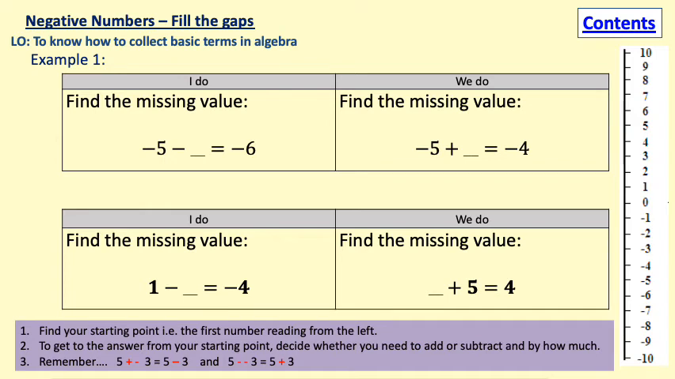So now we're going to have a look at negative numbers and fill in the gap. First of all, finding the missing value. Our success criteria at the bottom says pick your starting point, which is -5, which is here. And now we want to get to -6. So do we need to move upwards or do we need to move down? Well, as you can see, we need to move down. You can see the -6 is there. So we need to take away 1 to get there. It already says that we are subtracting, so we just need to subtract 1.